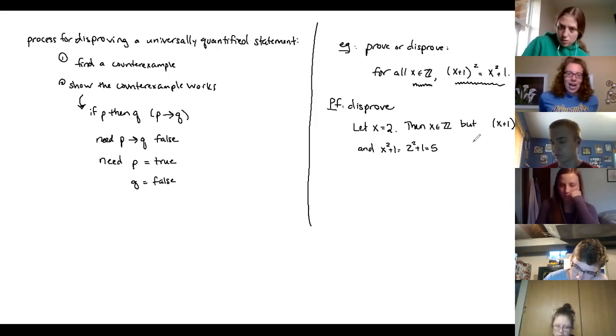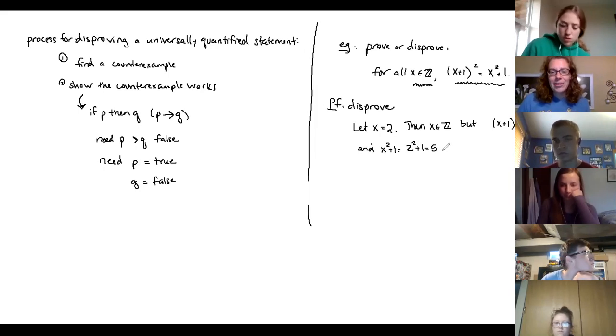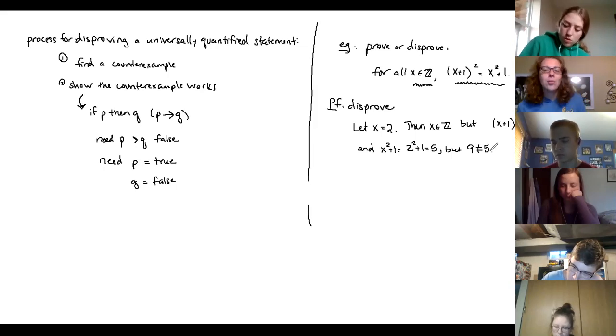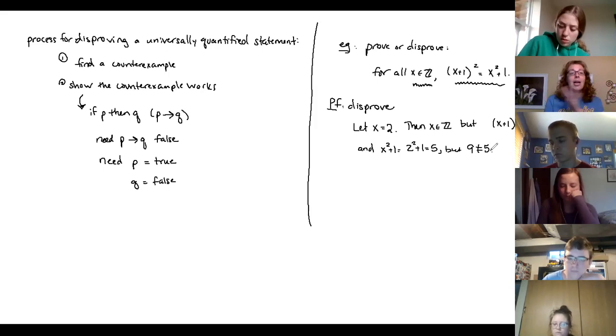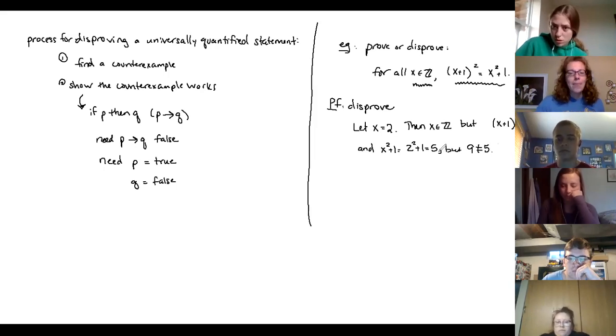Not quite done, because we're going to assume that the reader totally needs their hand held all the way through the proof. So you have to say x squared plus 1 equals 5, but 9 is not equal to 5. So you gotta make it absolutely, positively clear as clear can be why your counterexample works. I am going to get crabby if you stop at this point with equals 5. You gotta tell me why your counterexample works.